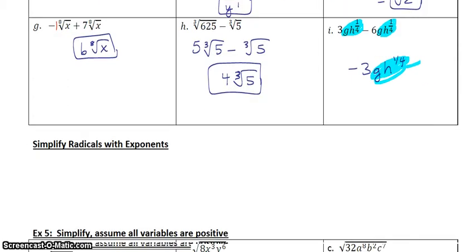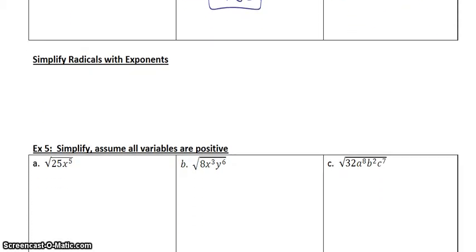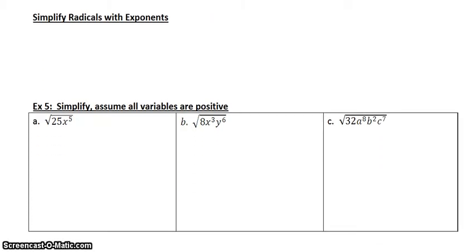Alright, this next part, we're going to do some simplifying with radicals, with exponents underneath different index numbers for our radical. And so this is a little tricky, so pay close attention and write down some questions that you might have that you want to ask me after watching this. Alright, so here's an example. Let's suppose that I'm trying to simplify the square root of x to the 5th.